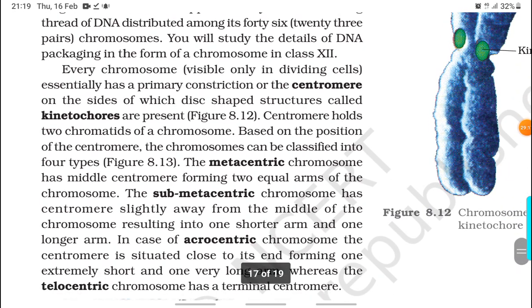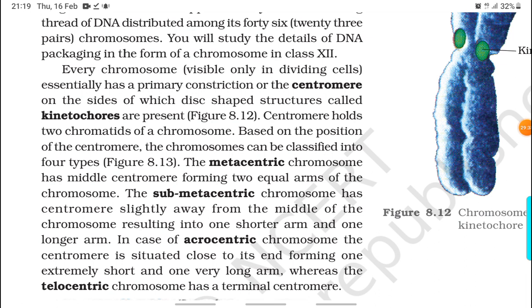Every chromosome, visible only in dividing cells, essentially has a primary constriction or the centromere, on the sides of which disc-shaped structures called kinetochores are present. The centromere holds the two chromatids of a chromosome. Based on the position of the centromere, the chromosomes can be classified into four types.